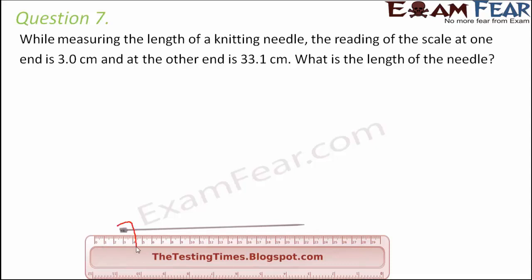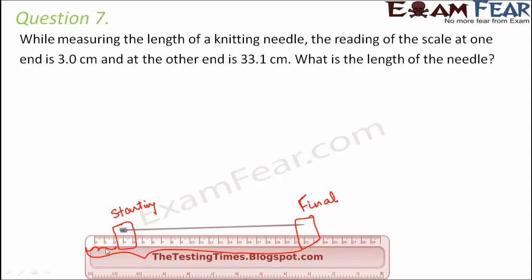So it says that on one end the reading of the needle is 3. So you have started measuring it from the 3 mark. So at one end it might be 3 and on the other end it is 33.1 centimeter. So let's say this is the starting reading, and let's say this is the final reading. If we want to measure the length of this, it is the final reading minus the starting reading, because the final reading would be the total distance from here and the starting reading would be the total distance from here.